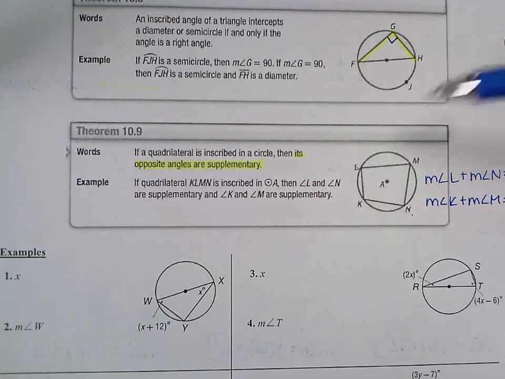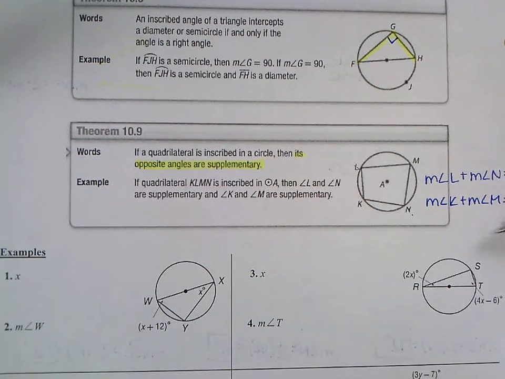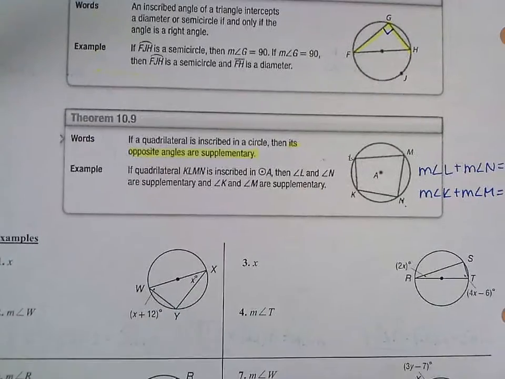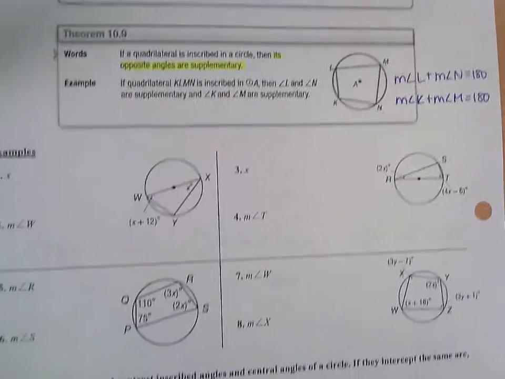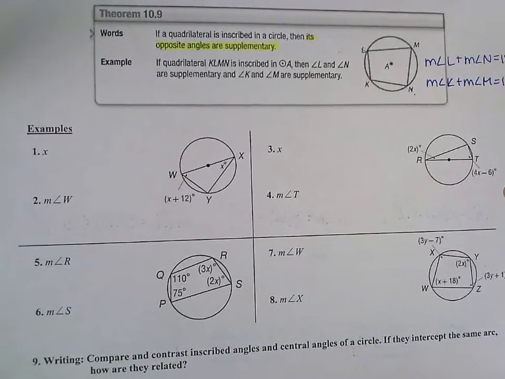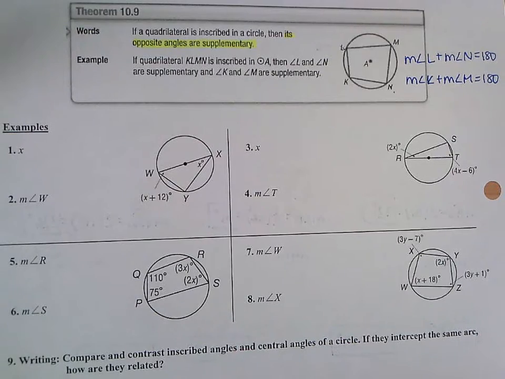It doesn't say anything about opposite angles, or any angles, being congruent. I can't say that L and K would be the same, or M and N would be the same, but I know that opposite angles, those pairs of angles, should be supplementary, should add to 180. Oh, that's kind of cut off there a little bit. There we go. So those two theorems are used in the next sets of examples.